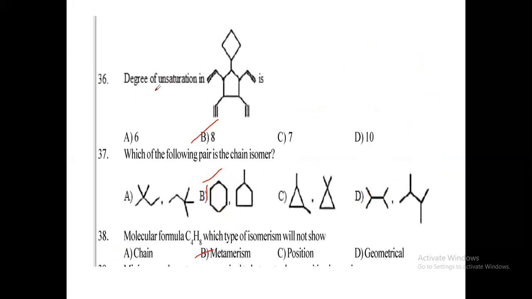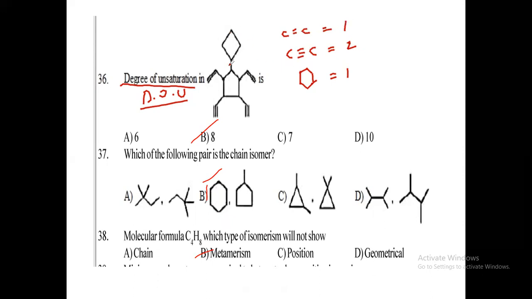Next one, degree of unsaturation. Here, one double bond is equal to 1. One C triple bond C is equal to 2. One ring, any ring, is equal to 1. Not only this hexagon, any ring is equal to 1. One triple bond is equal to 2, and one double bond is equal to 1.